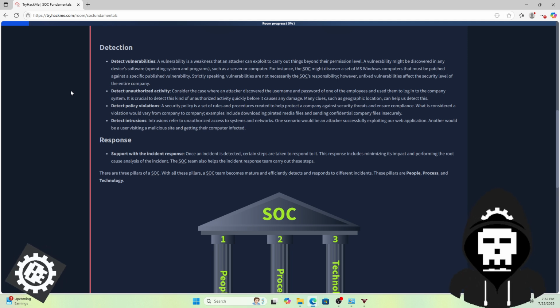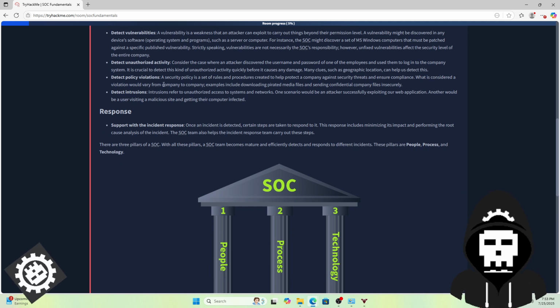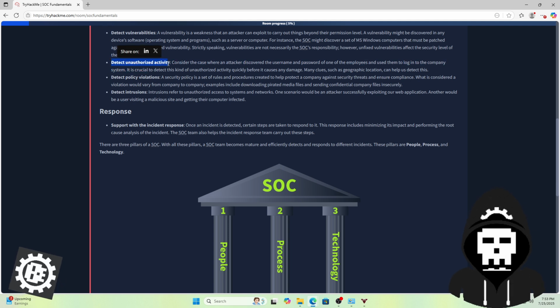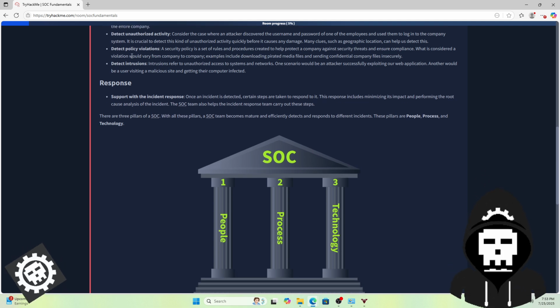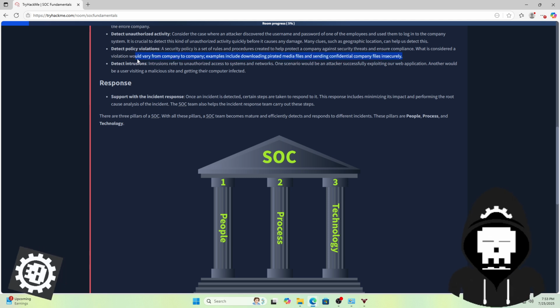So, the SOC is kind of that defense in depth, hopefully being able to catch these vulnerabilities that teams can't get to and patch right away. The SOC is also responding to unauthorized activity. Consider the case where an attacker discovered the username and password of one of the employees and used them to log into the company system. It is crucial to detect this kind of unauthorized activity quickly before it causes any damage. Many clues, such as geographic location, help to detect this. We also have to detect policy violations and detect intrusions.